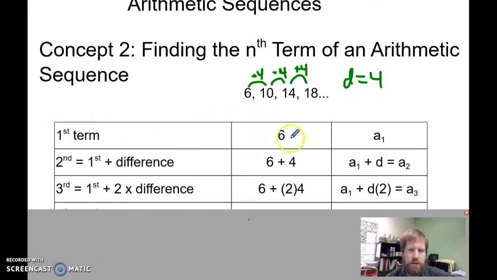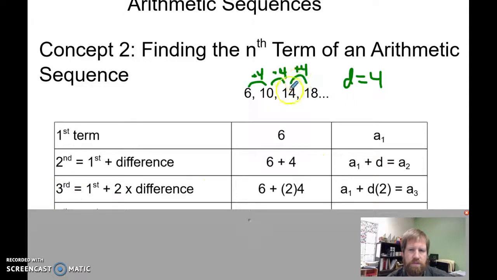My first term is going to be 6. That's easy, right? I've got it right there. And we're going to represent that as a sub 1, or the first term, okay? My second term is going to be my first term plus the difference, right? So my first term plus this is going to equal 10. First term plus the difference equals 10.